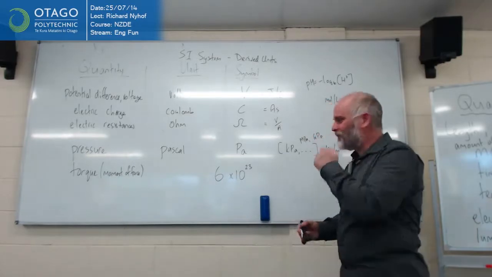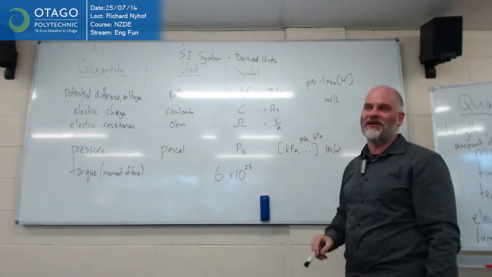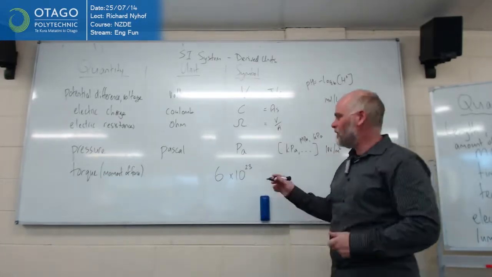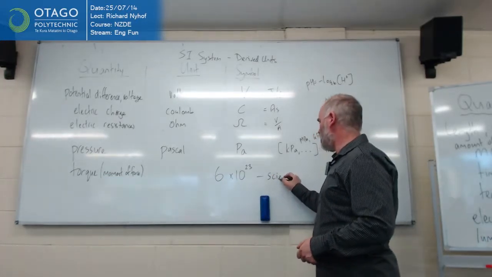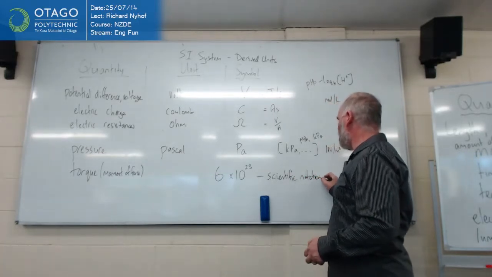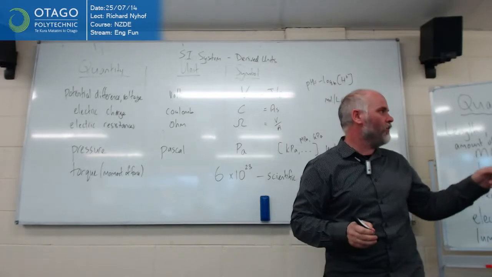So we need a better way than having to write 23 zeros every time. You've got to have a system. Okay? So this is what we call scientific notation, and this is what we're going to work on next time. We're going to look at that, and that'll lead us into all the millis and kilos.